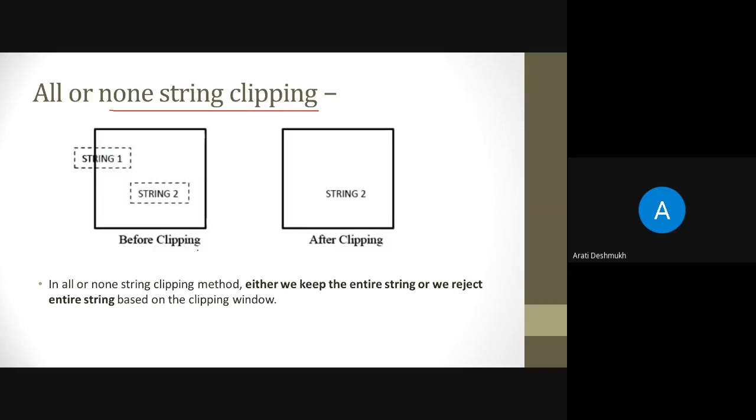We compare the boundary box of a string with the boundaries of the clipping window. This is the clipping window boundary, and this is the box of the clipping text. If this rectangle is completely inside the clipping window, then we consider it; else we clip it fully. After clipping, we only see string 2, not string 1, because it is on the boundary, so it is totally clipped.